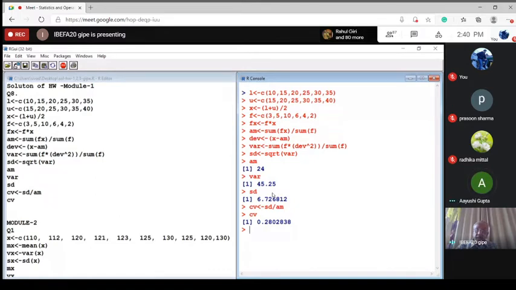Sir, for variance, I'm getting a warning message that longer object length is not a multiple of shorter object length. That you have to check your syntax. I also got the same thing. Yes, check all the syntax, see the notation, everything.